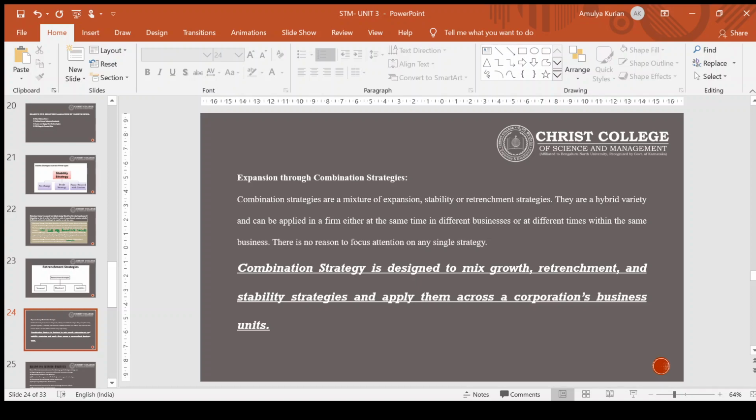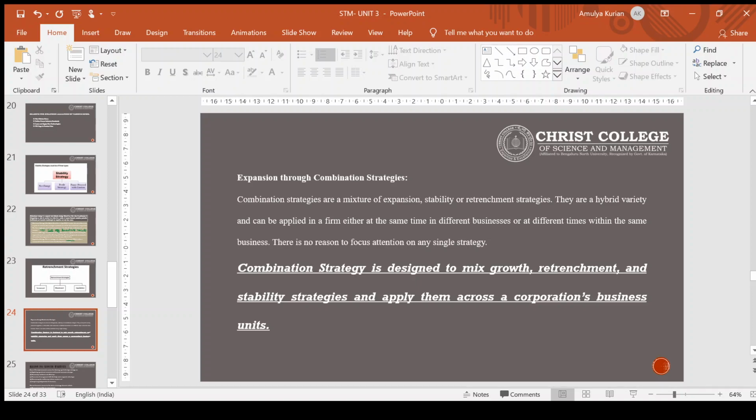So that's about the combination strategy. For instance, Tata Iron and Steel Company, that is TISCO, had first consolidated its position in the core steel business. Then it divested some of its non-core businesses, by which they were able to get more profitability. So this is one type of combination strategy.